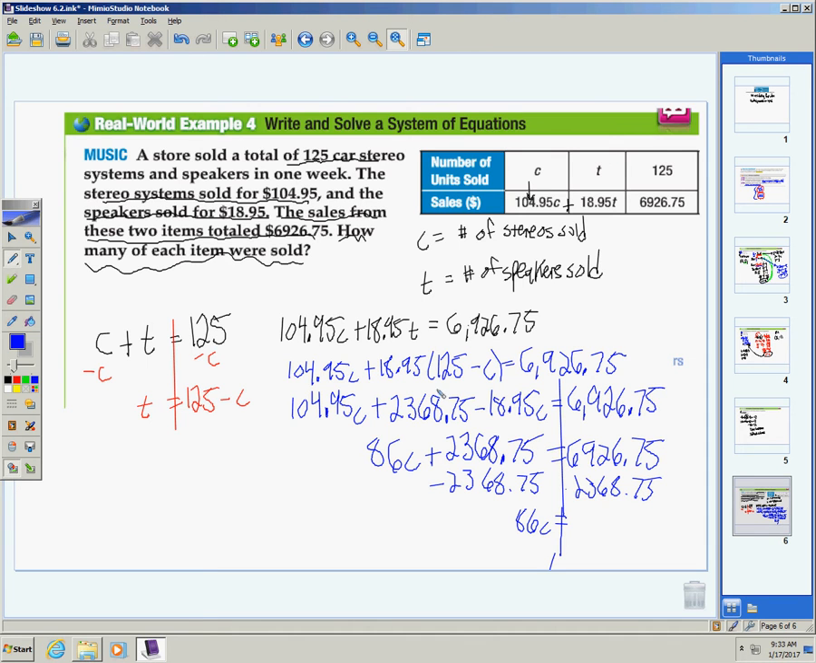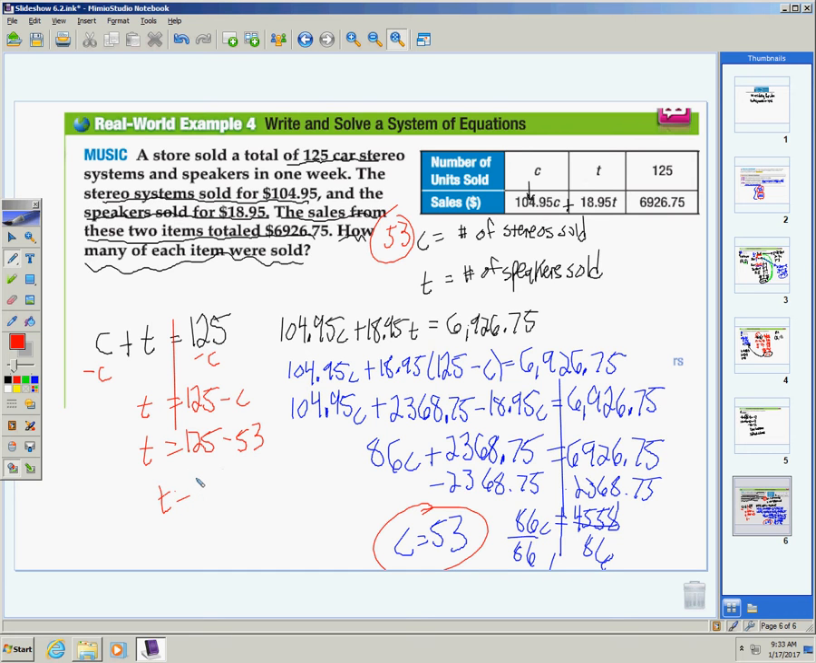And when I divide each side by 86, I find out that C equals 53. What that tells me is that they sold 53 stereos, which makes it really easy to figure out how many speakers they sold, because I just take 125, because I know they sold 125 total units, minus 53, and I get T equals 72, which means they sold 72 speakers. And you could always go back and check your answer by plugging it back into your equation.